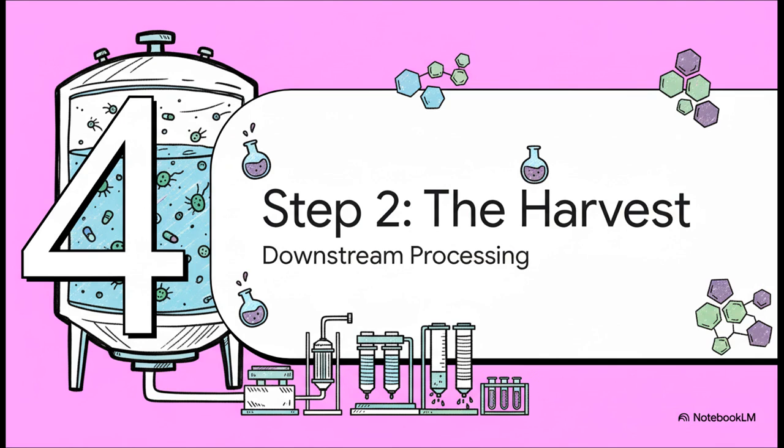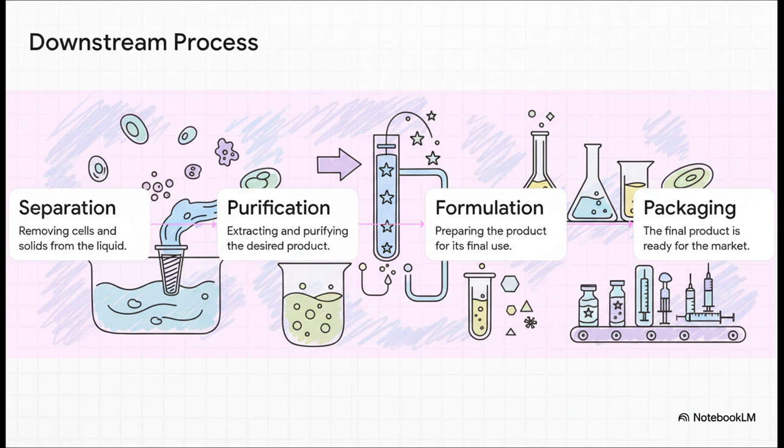All right, so our microbes have eaten their food, they've grown, and they've produced our valuable product inside that bioreactor. The cooking part is done, so now we move to the next big stage, downstream processing. It's finally time to collect our prize. And what happens in downstream processing? Well, it's all about finishing the job.